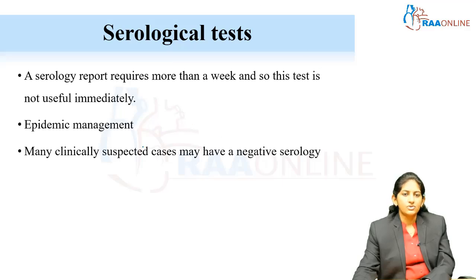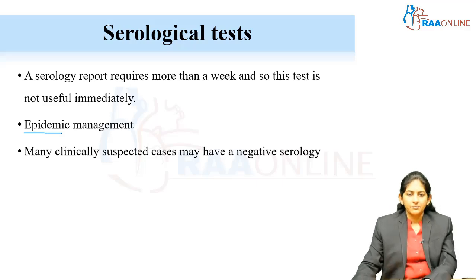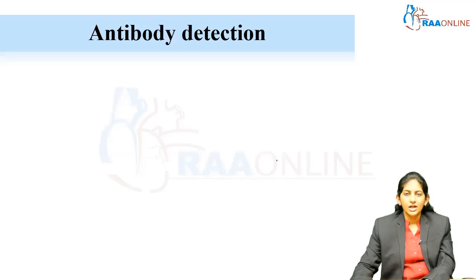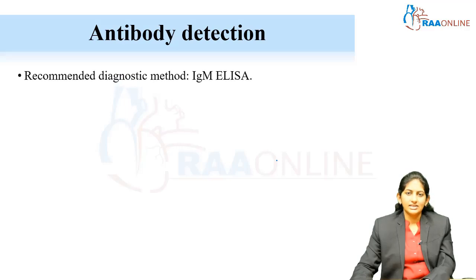Coming to the serological test. JE serology, of course, will take time. After the first week of illness only, the serology will become positive, and even for the serology report to come will take time, 2 to 3 days. So it is only important as an epidemic management tool, not in the acute case. Many clinically suspected or clinically positive cases may have a negative serology as well. So don't rely much on the serological tests.